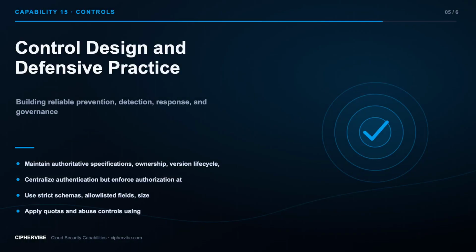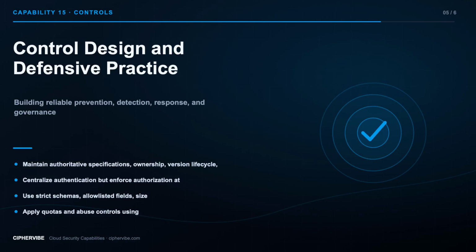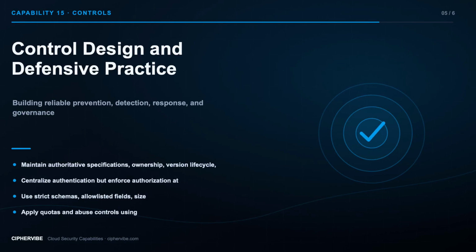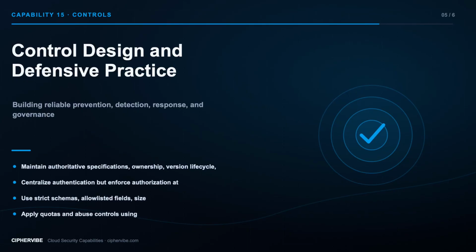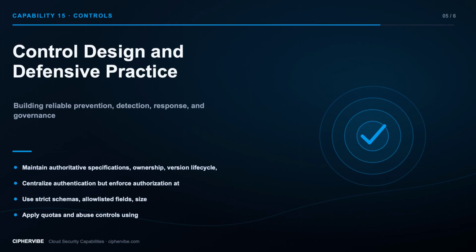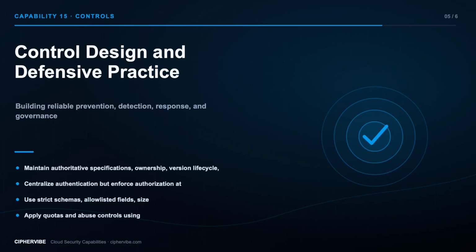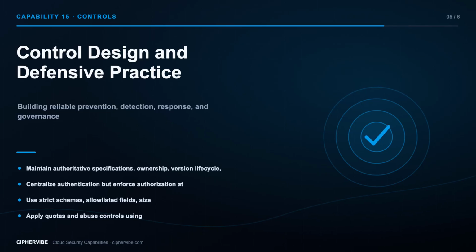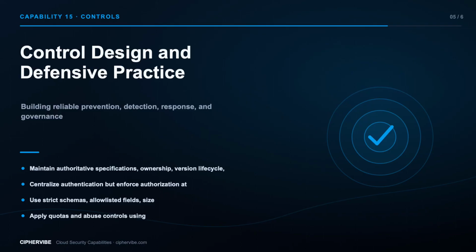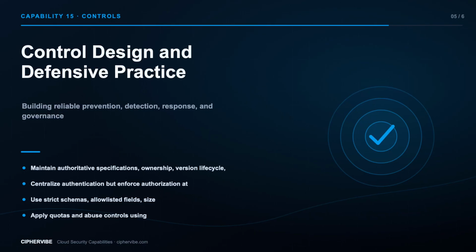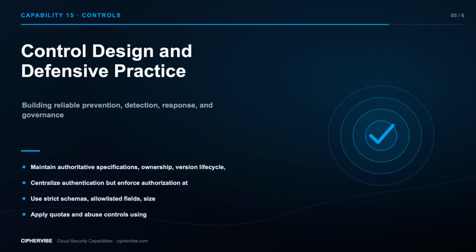A dependable API security program uses defense in depth. No single scanner, policy, gateway, or agent should be expected to carry the entire outcome. First, maintain authoritative specifications, ownership, version lifecycle, and deployment inventory. Second, centralize authentication, but enforce authorization at the resource and business operation layer.